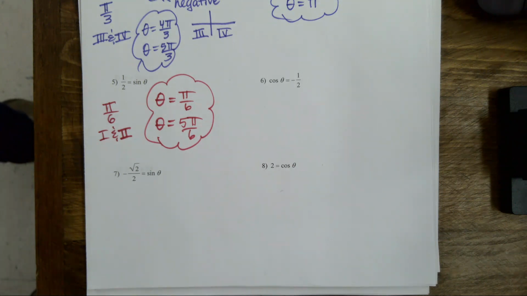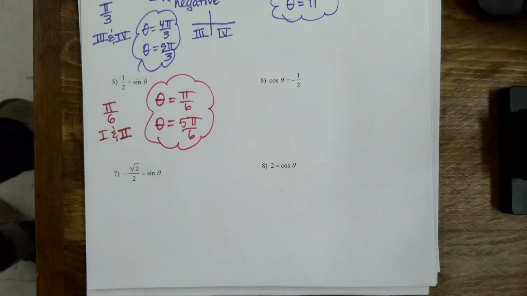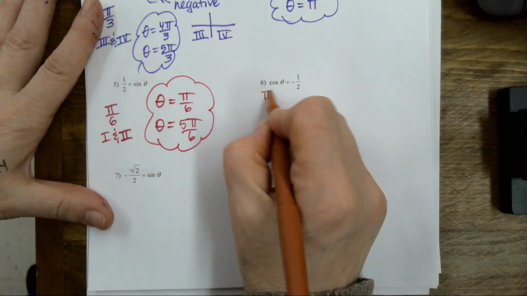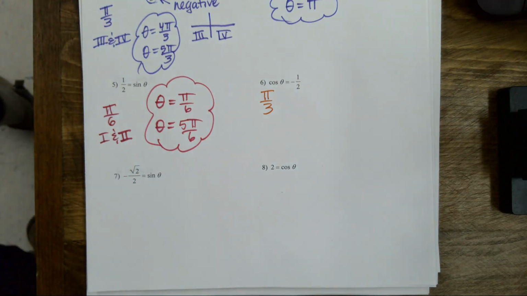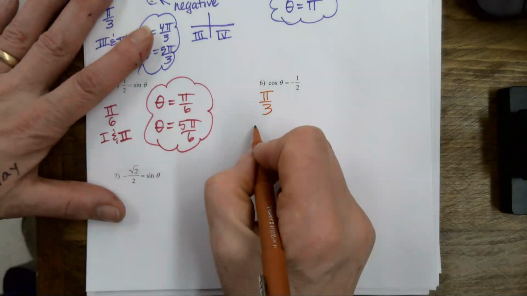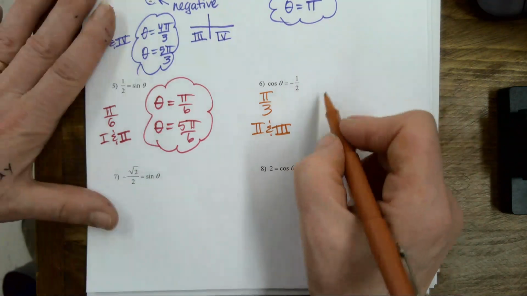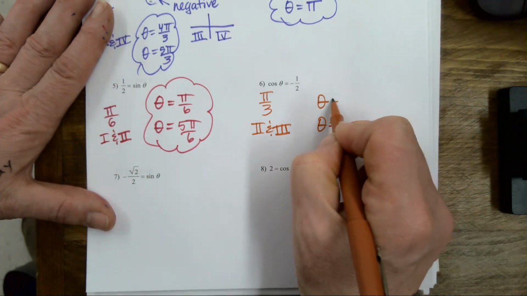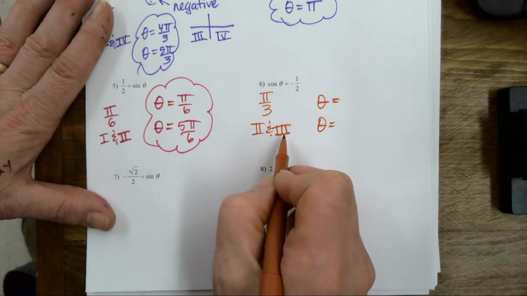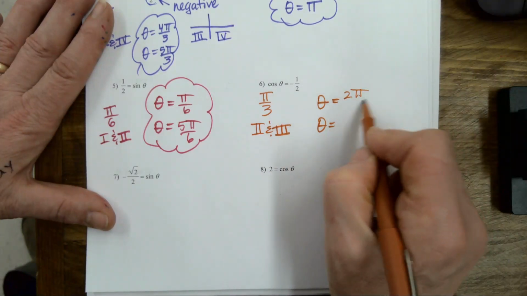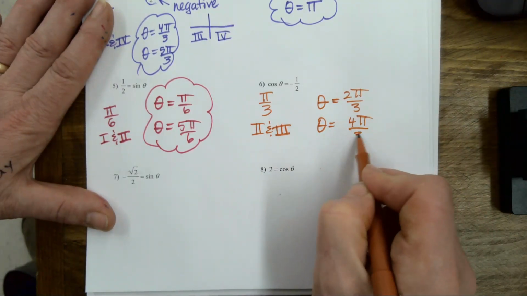All right, cosine -1/2. Again, think about what you're thinking. First of all, talking about cosine, I'm talking about the x-coordinate. When is the x-coordinate 1/2? Pi over 3 family. When is the x-coordinate negative? Second and third. And so my thetas are the pi over 3 family in the second and the third. Awesome.